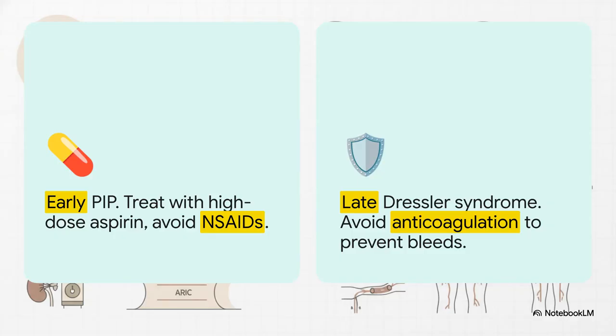It's also crucial to differentiate between the types of post-MI pericarditis. For early peri-infarction pericarditis, if the pain is significant enough to treat, use high-dose aspirin. You want to avoid standard NSAIDs here to prevent a free wall rupture. Then you have Dressler's syndrome, which is a delayed autoimmune pericarditis hitting weeks later. The key here, avoid anticoagulation if at all possible, because you really want to prevent a hemorrhagic pericardial effusion.